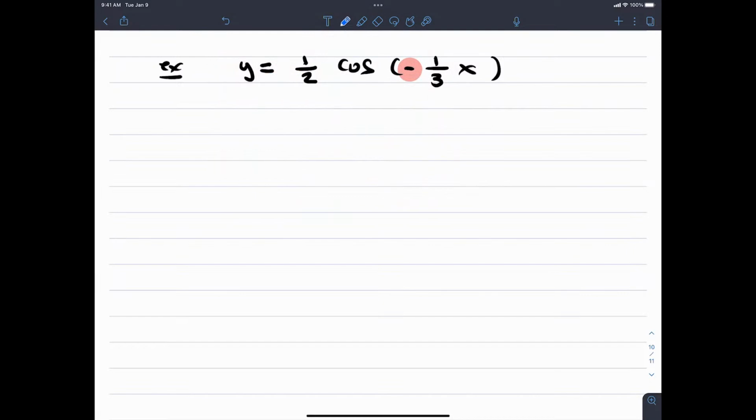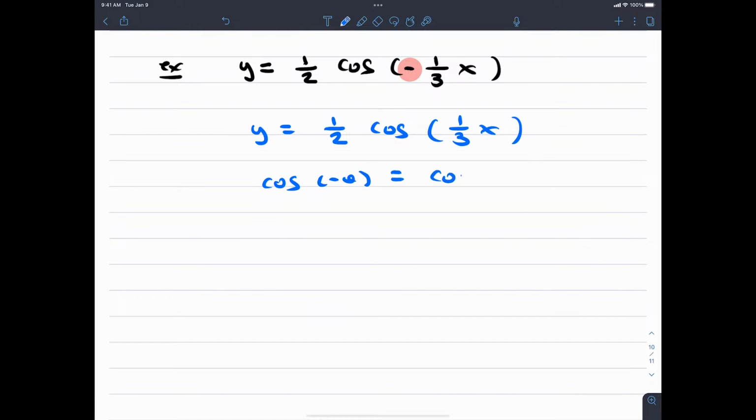So what do you guys know about cosine? It's an even function. What does that mean? It means that negative sign makes no difference, right? Because remember, cosine of minus theta is cosine of theta because it is even. Ladies and gentlemen, there you go. So don't fall for that trick when they put it there.